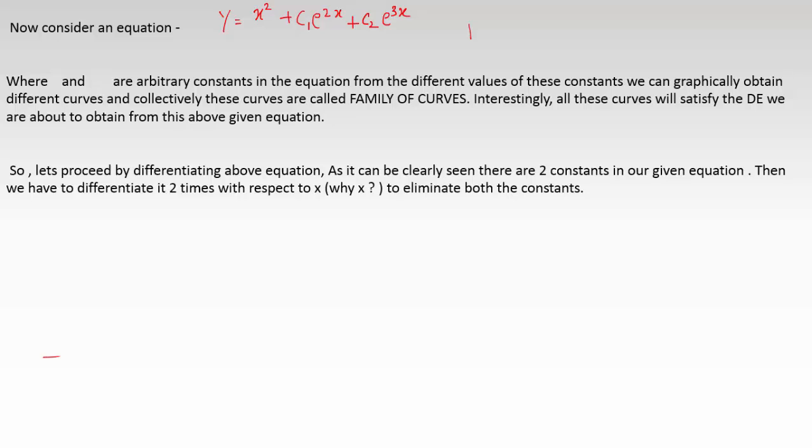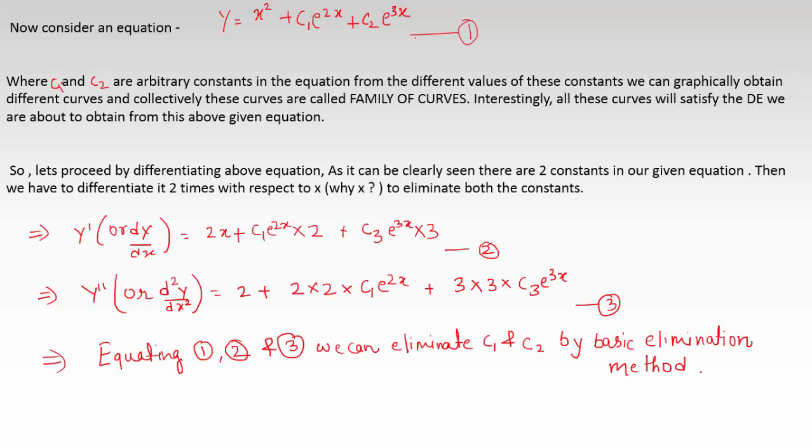We have to differentiate the exact number of times as we have constants, and therefore we do it 2 times because there are c1 and c2. So the first derivative y dash, or we call it dy by dx, is 2x plus c1 e to the power 2x into 2 plus c2 e to the power 3x into 3. This is our first derivative equation.